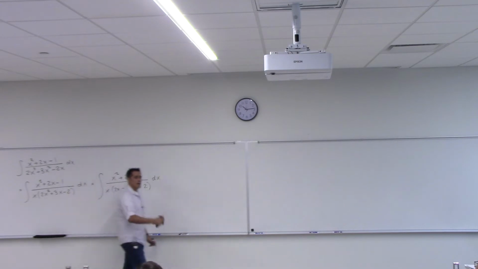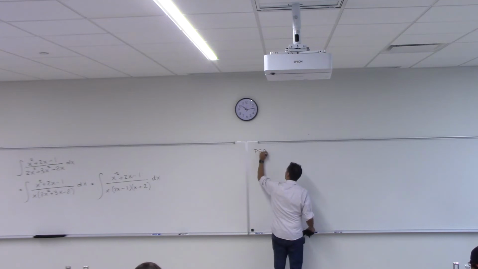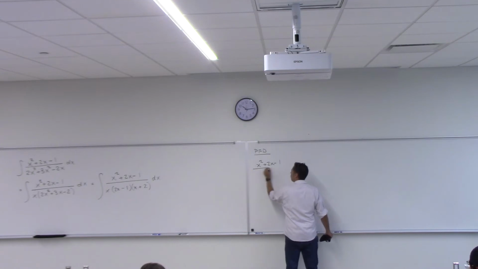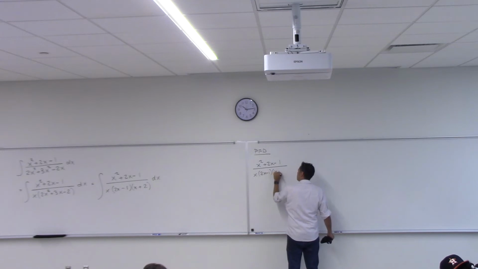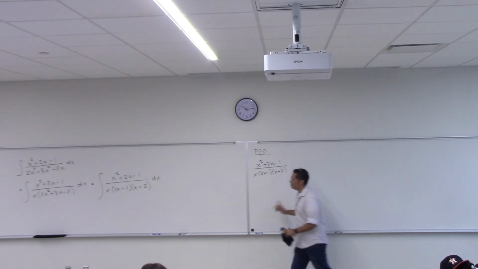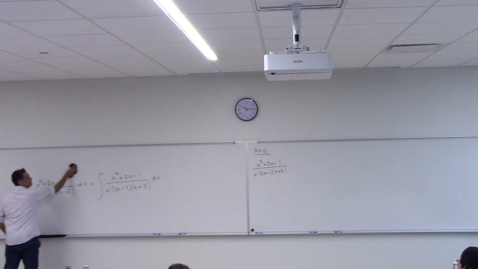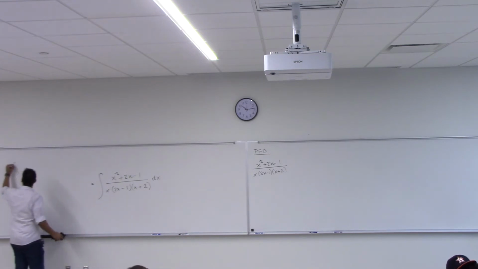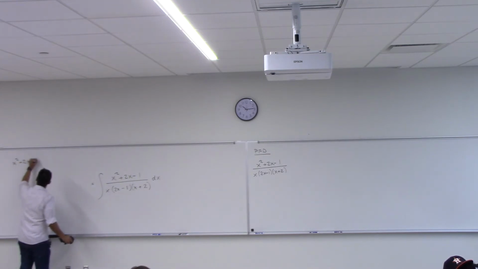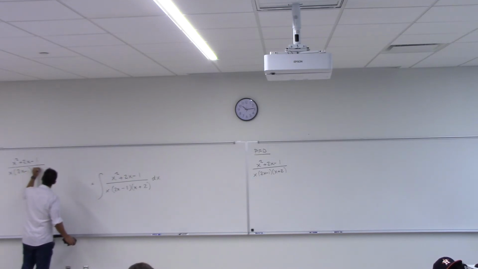So now I'm going to come over here and stop here. I'm pausing. I'm going to do partial fraction decomposition on x squared plus 2x minus 1 over x times 2x minus 1 times x plus 2. And I'm actually going to do it over here, because that thing gets in the way over there. So I'm taking x squared plus 2x minus 1 over x times 2x minus 1 times x plus 2.